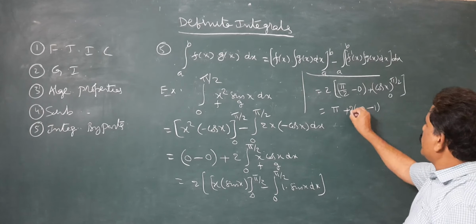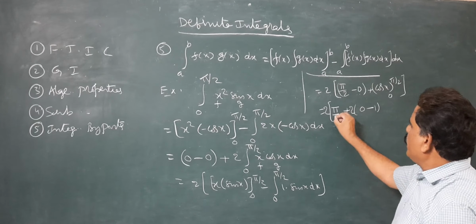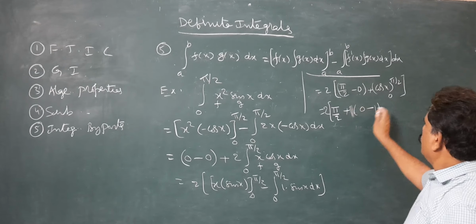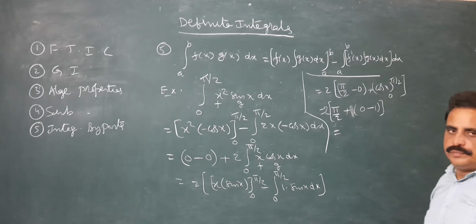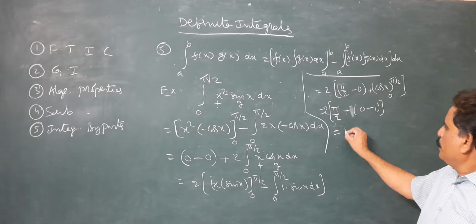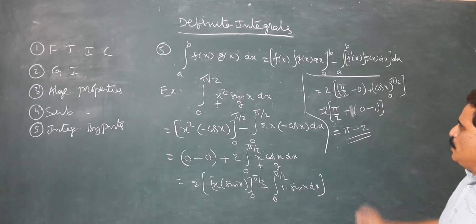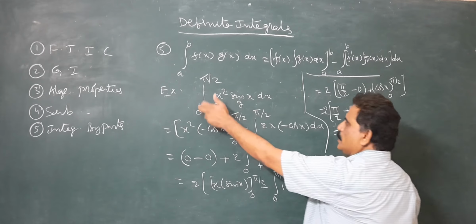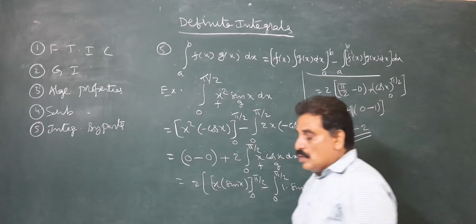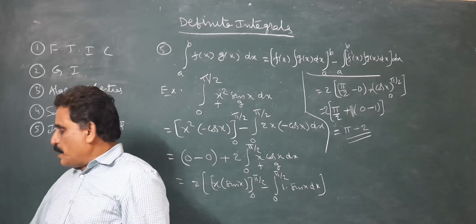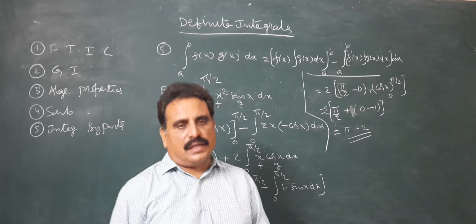Look here, actually it is 2 into pi by 2. Okay, now multiply with 2. That equals pi minus 2. So the integral from 0 to pi by 2 of x square sin x dx has value pi minus 2. We used integration by parts 2 times. Now we get the final answer.